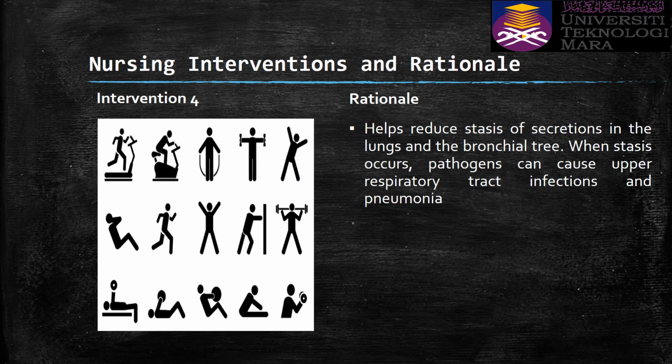In turn, this reduces the risk for bladder infection or urinary tract infection. Prevention number 4 is to encourage coughing and deep breathing exercises. Frequent position changes help reduce stasis of secretions in the lungs and the bronchial tree. When stasis occurs, pathogens can cause upper respiratory tract infections and pneumonia.